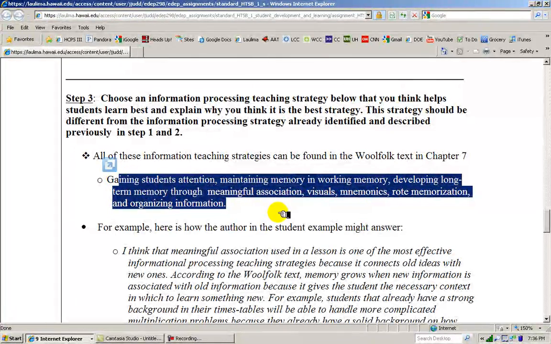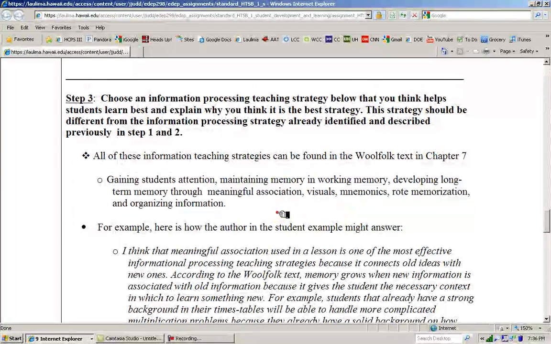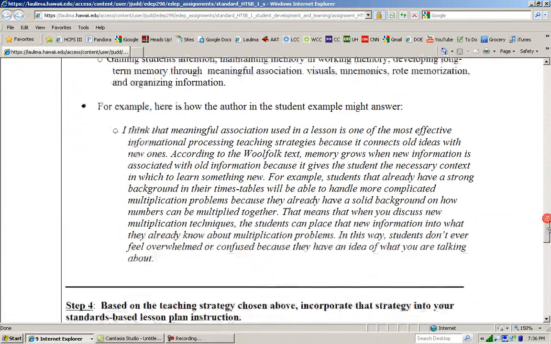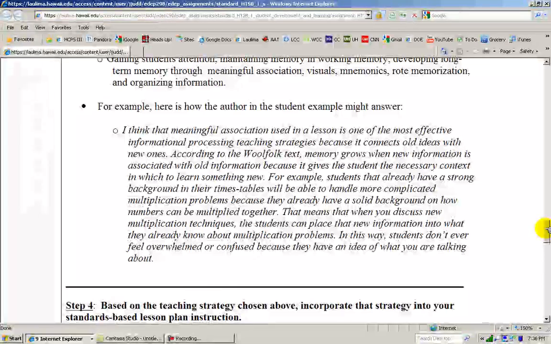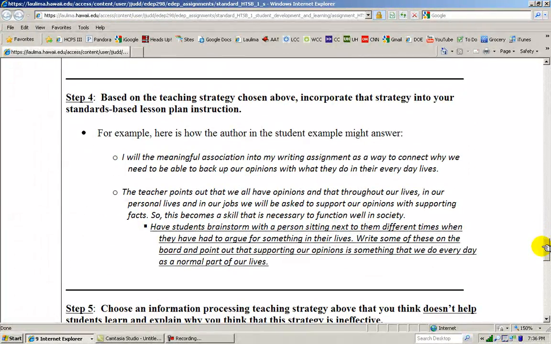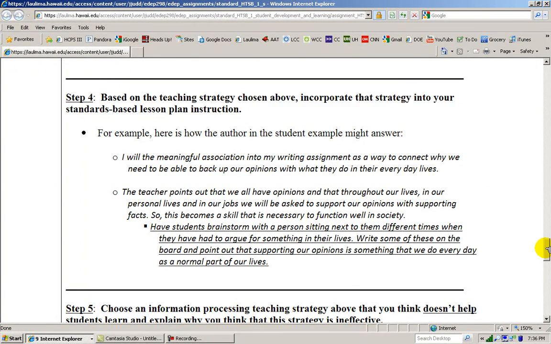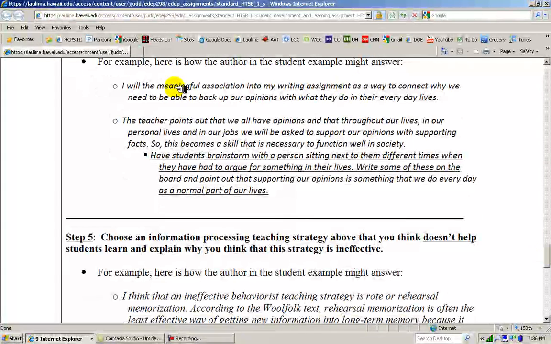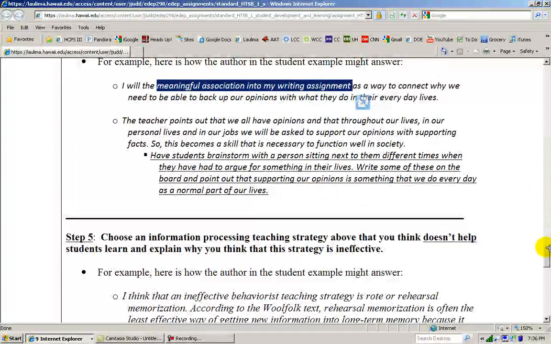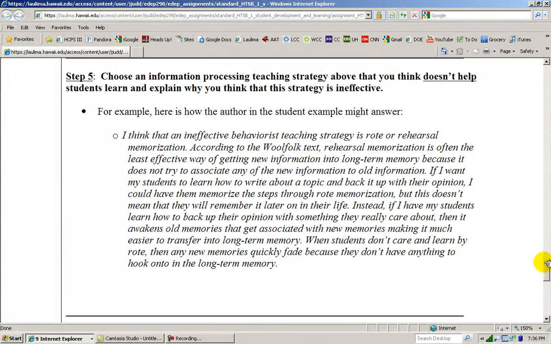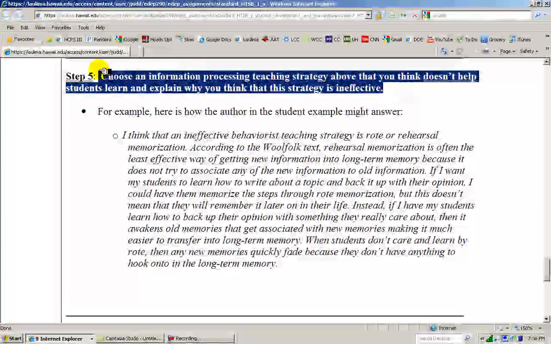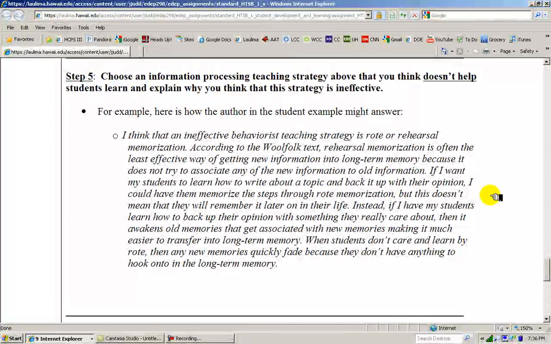So again, like the last one, behaviorism, there's a lot of terms that go with it. And so you want to look up something that you think is interesting and talk about that, how it would help your students. And then go ahead and incorporate that idea into your standards-based lesson plan. So for this example, meaningful association into writing assignments was a way in which to help move information into the long-term memory. Then the last part, choose something that you think doesn't help students learn.